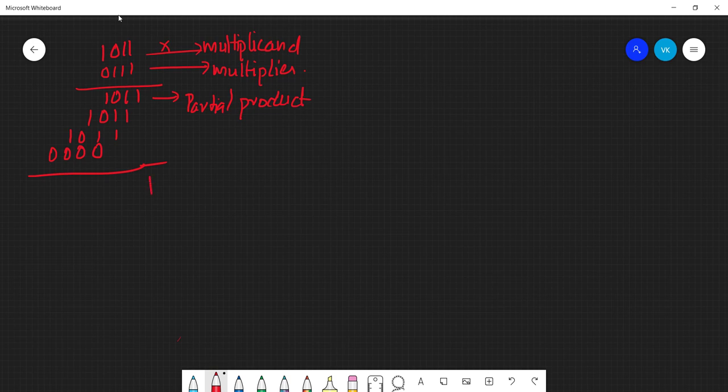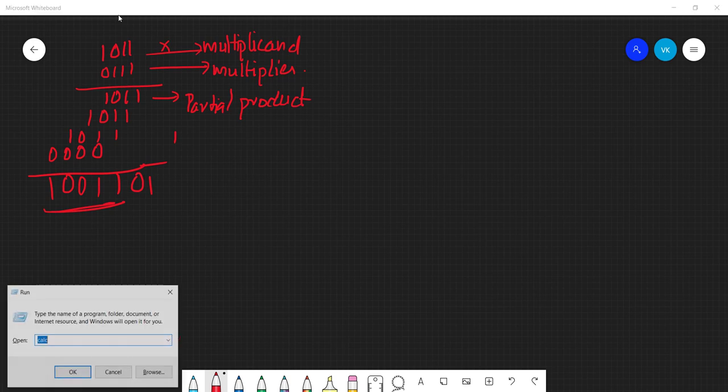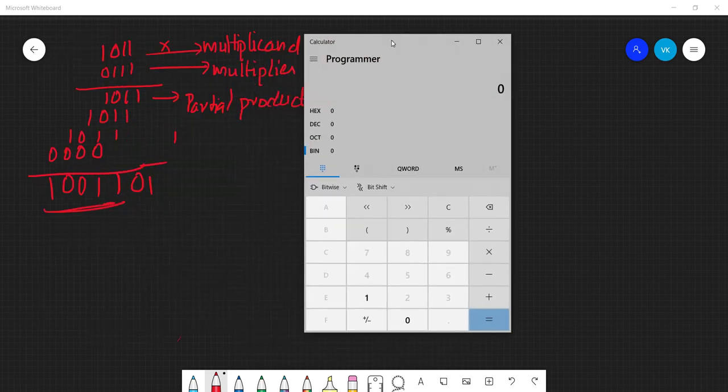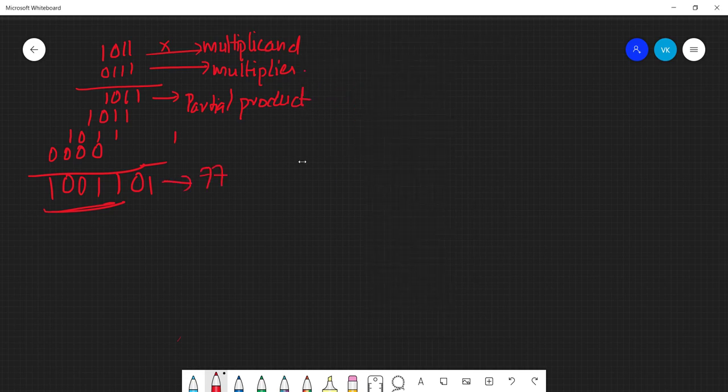So we have 1 here, 1 plus 1, 0, remainder 1, 1 plus 1 plus 1, 1, remainder 1, 1 plus 1 plus 1, 1, remainder 1, 1 plus 1, 0, 1, and so on. And this is the result. If you check this number in binary, 1001101, that is 77 in decimal. So this is 77, which is the right answer. This is 11, this is 7.